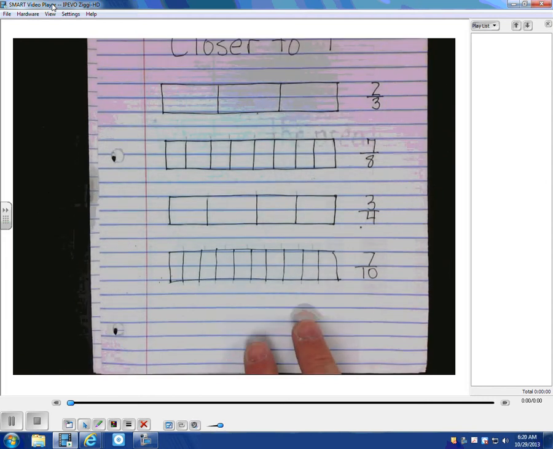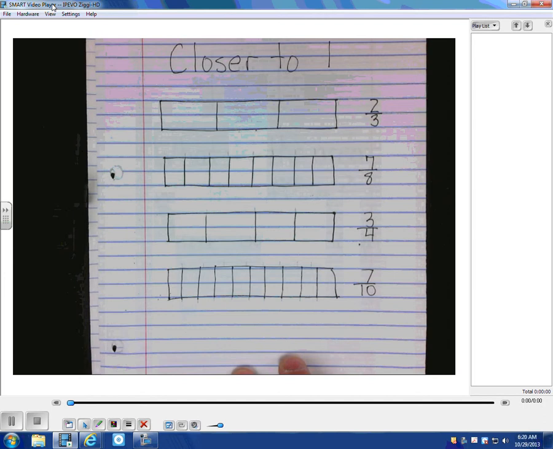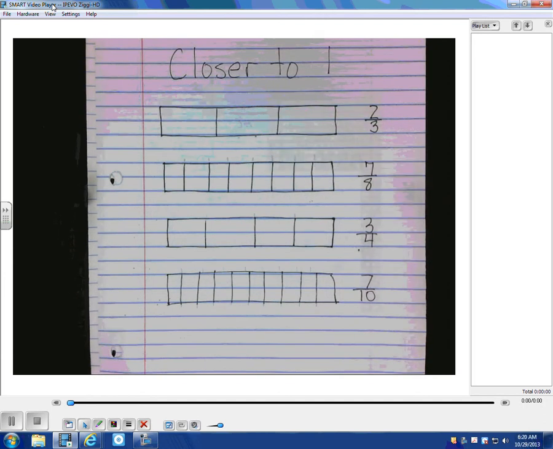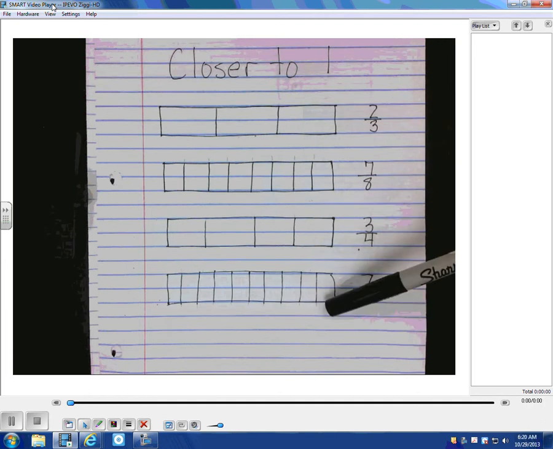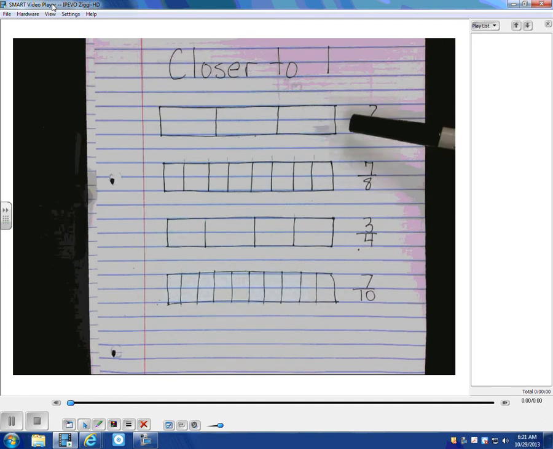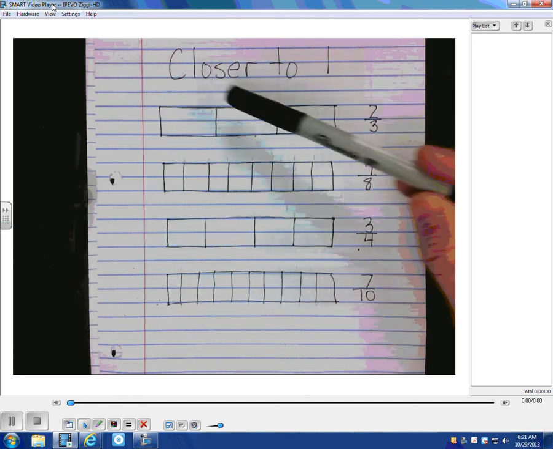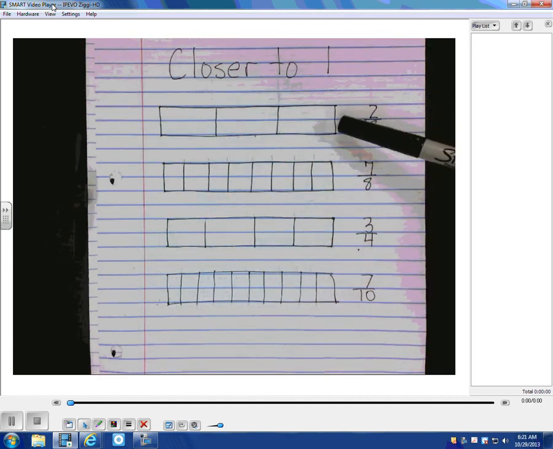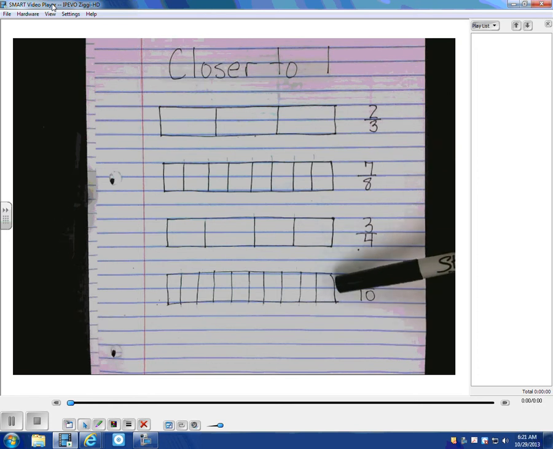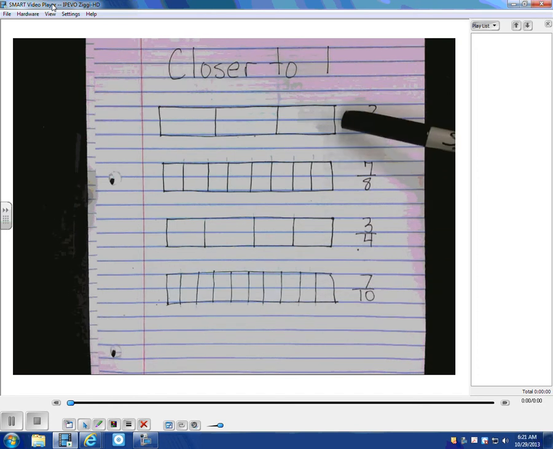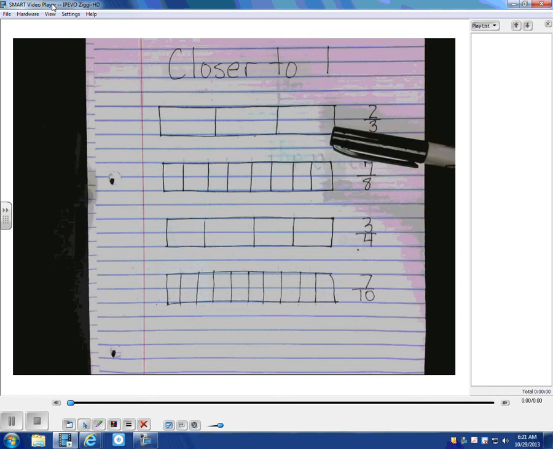So, we're trying to get as close as we can to 1 whole. So what I did, I just drew pictures here. And the key about drawing pictures is you have to try your best to make sure each rectangle is almost exactly the same size. Okay, so try to get each one exactly the same size. It's not going to be perfect, but try your best.